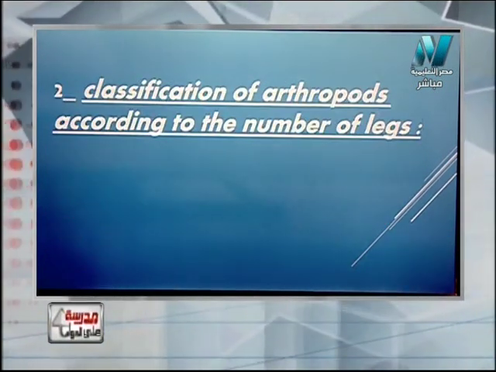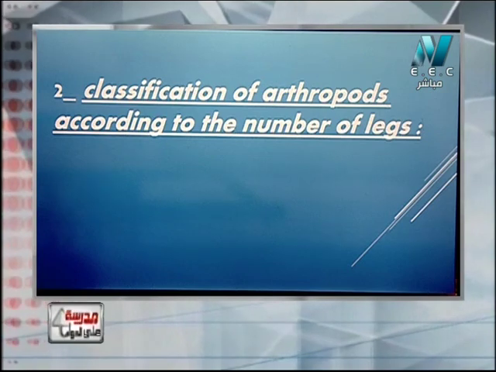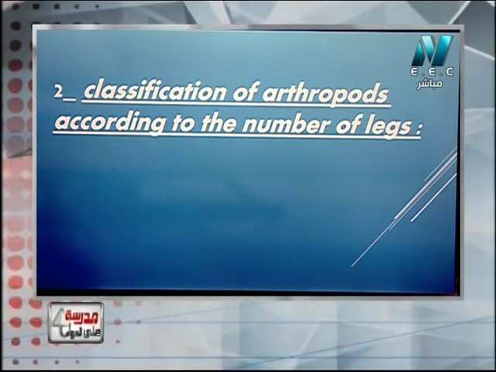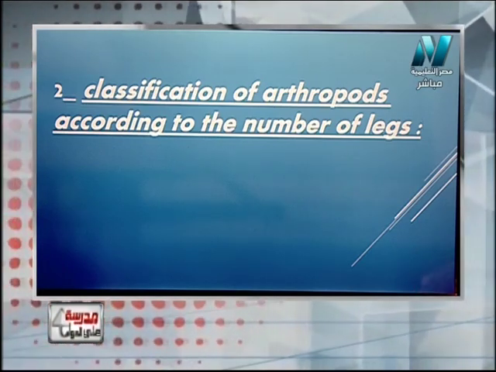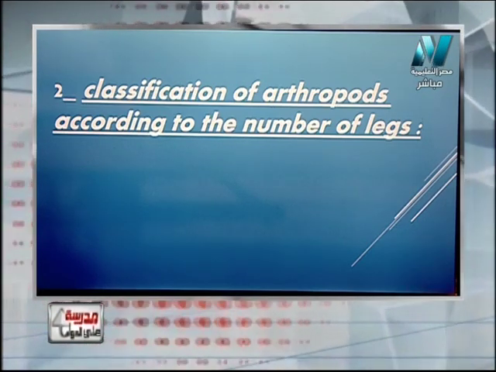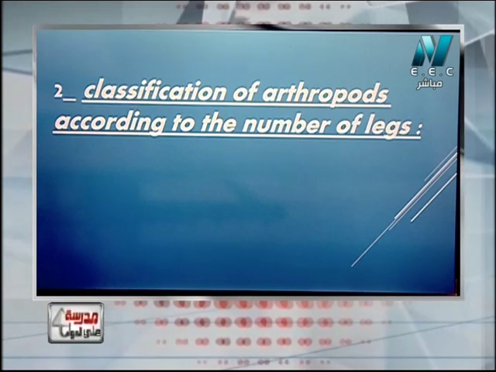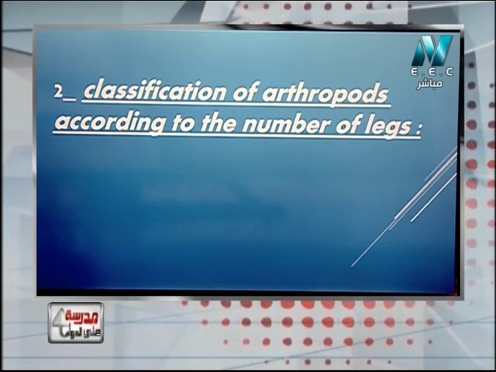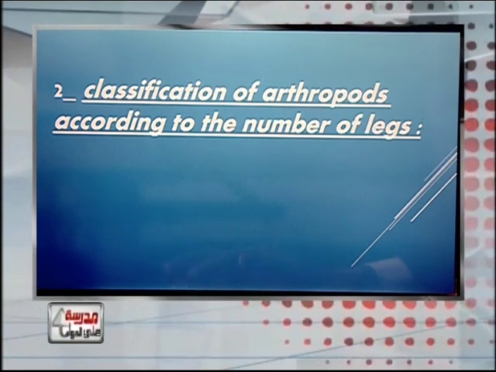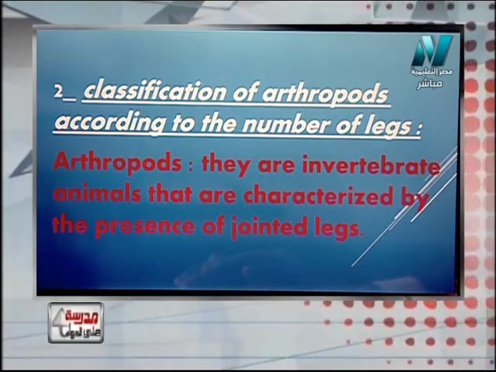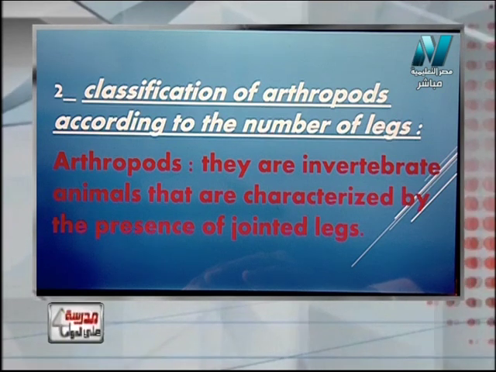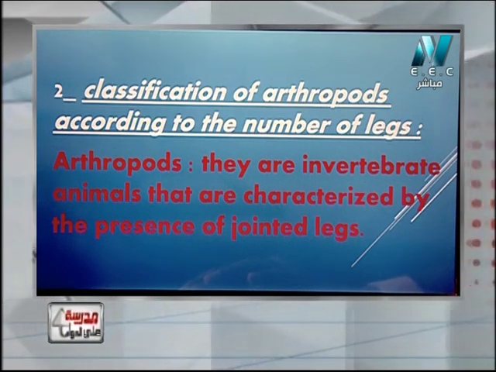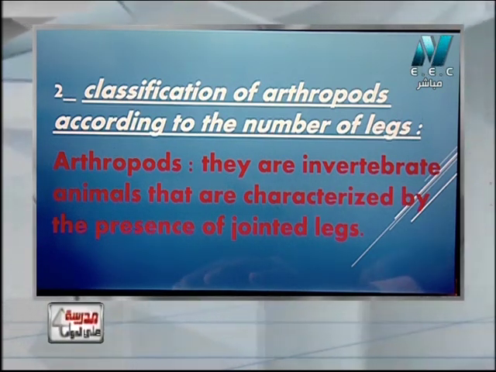Number 2, classification of arthropods according to the number of legs. Arthropods, they are living organisms, invertebrate, they don't have vertebral column, don't have backbone, and they are different according to the number of legs into number 1, insect. But first, what's meant by arthropods? They are invertebrate animals that are characterized by presence of jointed legs.